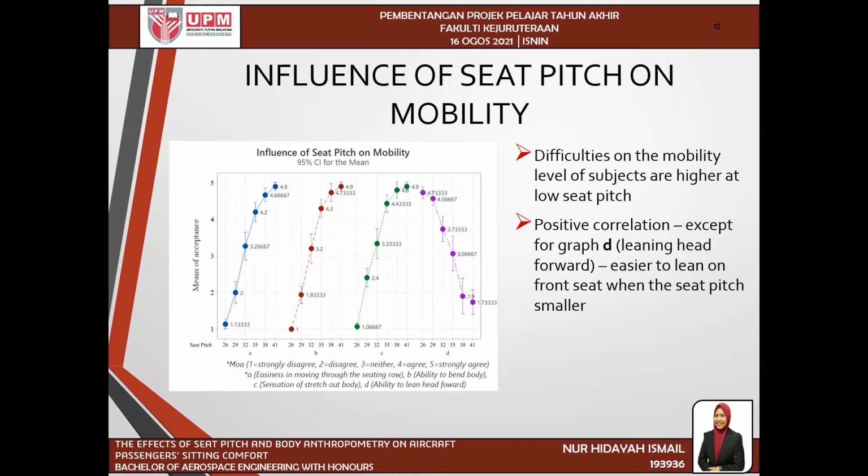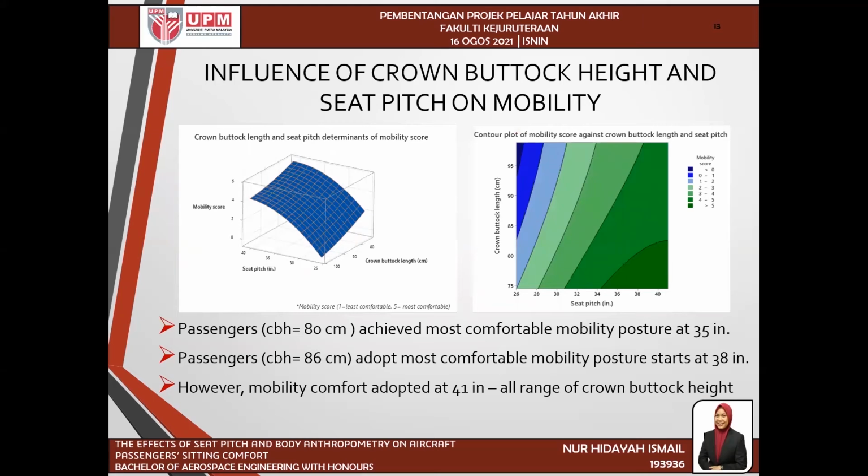This graph demonstrates that the difficulty in the mobility level of subjects is higher at low seat pitch. However, as the seat pitch increases, higher mobility efficacy can be adopted by subjects for graphs A, B, and C, which proves that the first three graphs have positive correlation with seat pitch. On the other hand, for graph D, the ability to lean the head forward to the front seat has shown negative correlation with seat pitch.